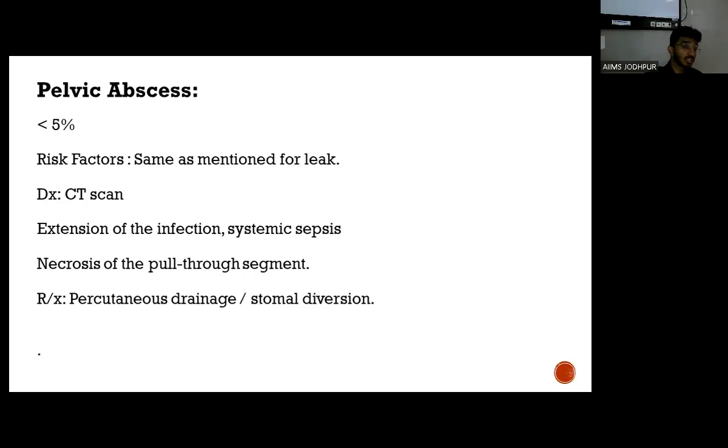In pelvic abscess, the incidence is less than 5%, and the risk factors are the same as mentioned for leak, for example, the technicality of the procedure, the tension, and such. The diagnosis of pelvic abscess is through CT scan. And why is it necessary? Because it can further lead to extension of the infection and systemic sepsis, and necrosis of the pull-through segment can also occur. The management is mainly through percutaneous drainage, or a stomal diversion may also be required.